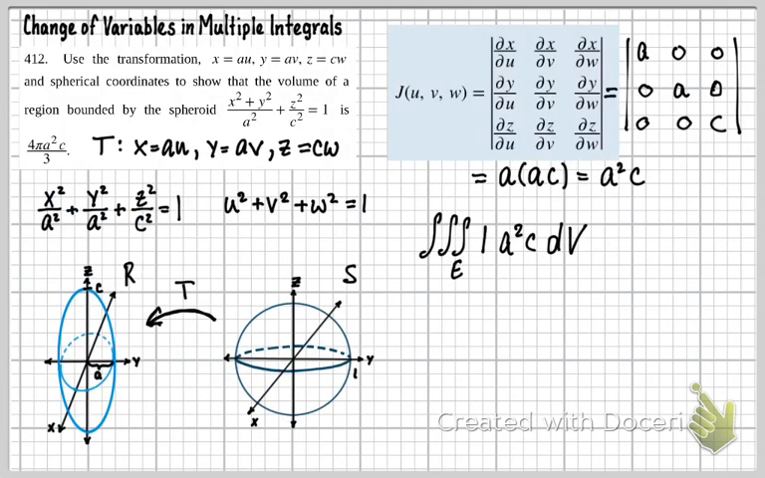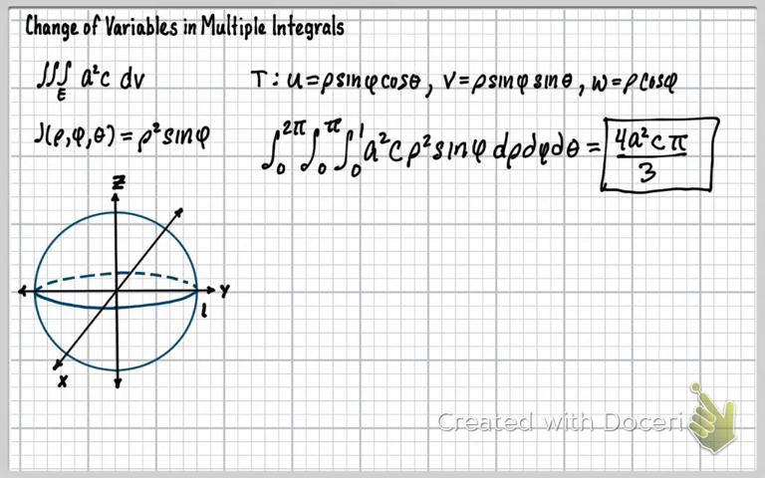When we looked at the problem here, notice what it said. It says use the transformation x equals au, y equals av, and z equals cw in the spherical coordinates to show the volume of a region bounded by the spheroid x squared over a squared plus y squared over a squared plus z squared over c squared equals 1 is 4 pi a squared c over 3. So we got the same result there. So a very long problem, and two transformations later. This is probably the toughest one, I think, as far as the length.